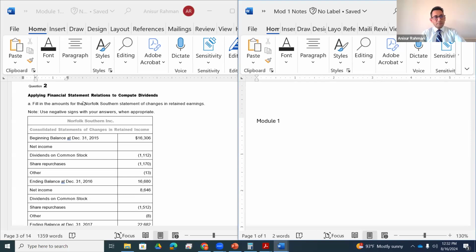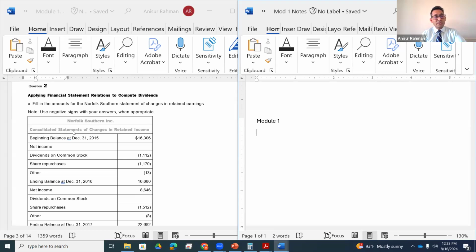So this is the problem we would like to solve first. Applying financial statement relations to compute dividends. Fill in the amounts for the Norfolk Southern statement of changes in retained earnings. Use negative signs with your answers when appropriate.